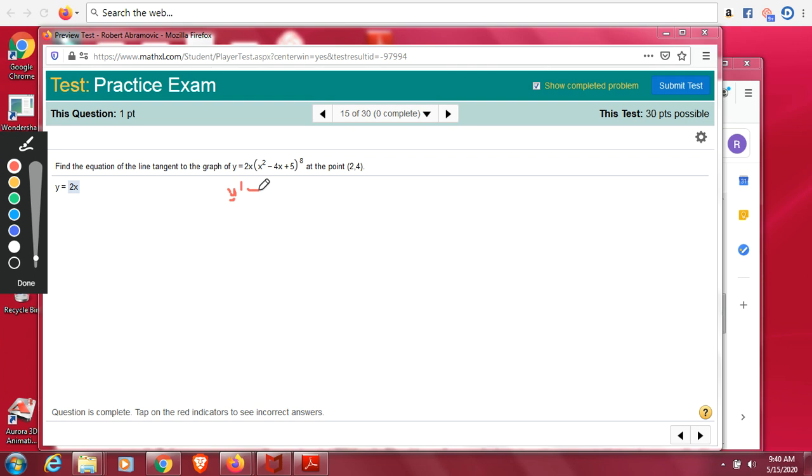Now, let's differentiate this function. We get y prime is 2 times, that's the derivative of the first factor, which is 2, times the second factor left alone. Second factor left alone is x squared minus 4x plus 5 raised to the 8th power. Now we're going to add 2x times x squared minus 4x plus 5 raised.